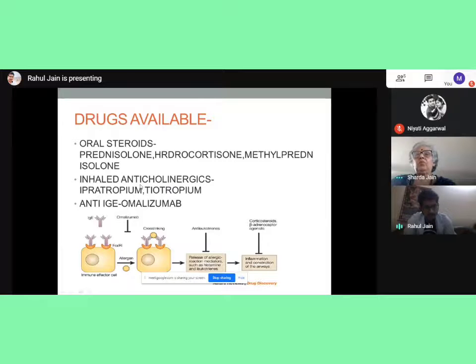And then the last drug is where we directly target the IgE. There is something which blocks the IgE receptors, and that is omalizumab, and it is a monoclonal antibody, and it is very effective and only used for very resistant asthmas.